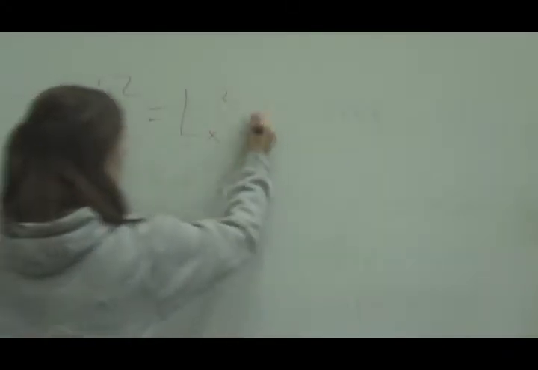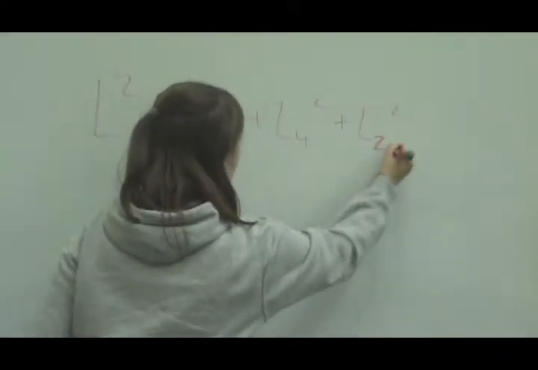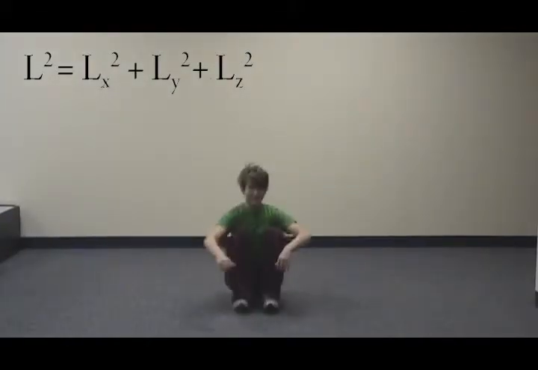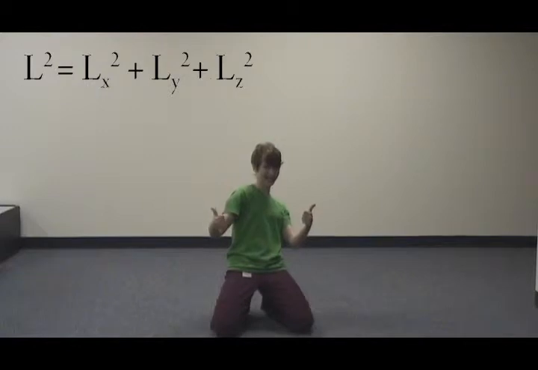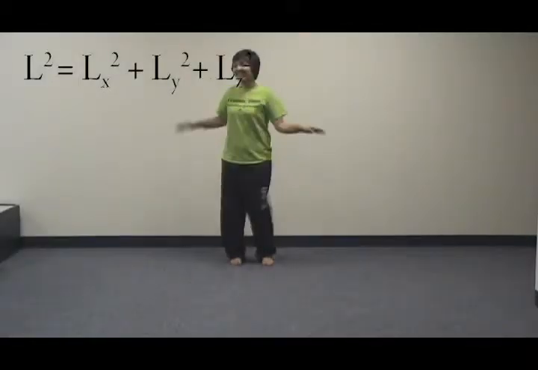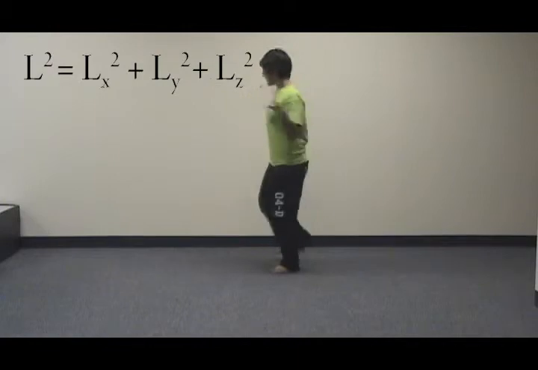There are three parts to angular momentum: Lx, Ly, and Lz. Lx, as shown by Faith, is when something spins around the x-axis. Ly, as shown by Nicole, is when something's spinning around the y-axis. And Lz, as shown by Dawna, is when something spins around the z-axis.